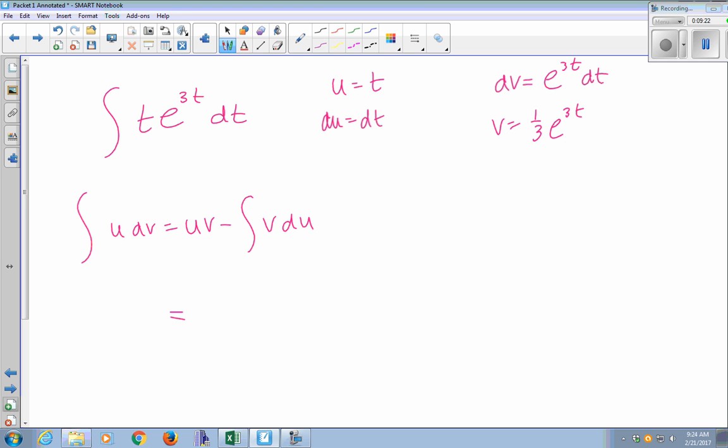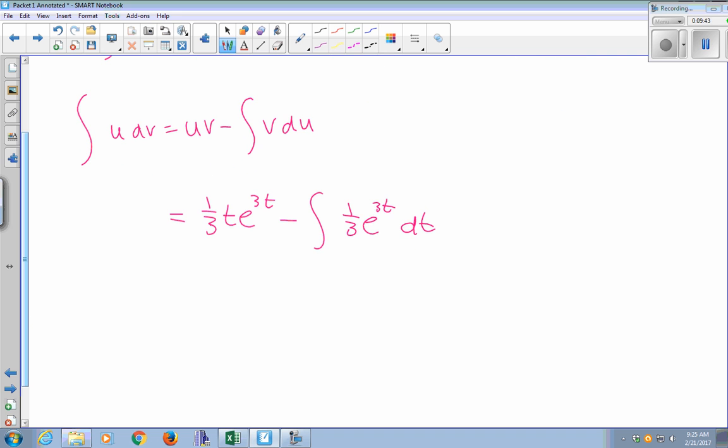Okay, so u times v, that's 1/3 t e to the 3t minus the integral of v du. So that is 1/3 e to the 3t dt. Simplify: 1/3 t e to the 3t minus 1/3, just pulled that 1/3 out of the integral. And then the antiderivative of e to the 3t is 1/3 e to the 3t.